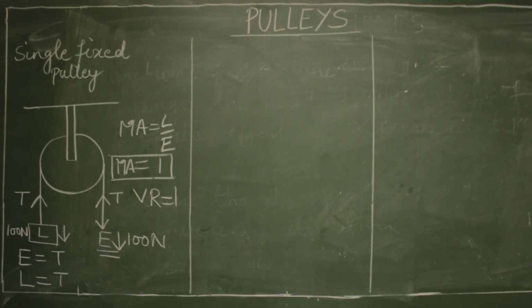So if I now design this particular pulley in such a way that I get gain in force, that means if I want to use a pulley as a force multiplier, then a certain modification is required to be done in the diagram or in the construction. So this gives rise to the next type of pulley known as single movable pulley.